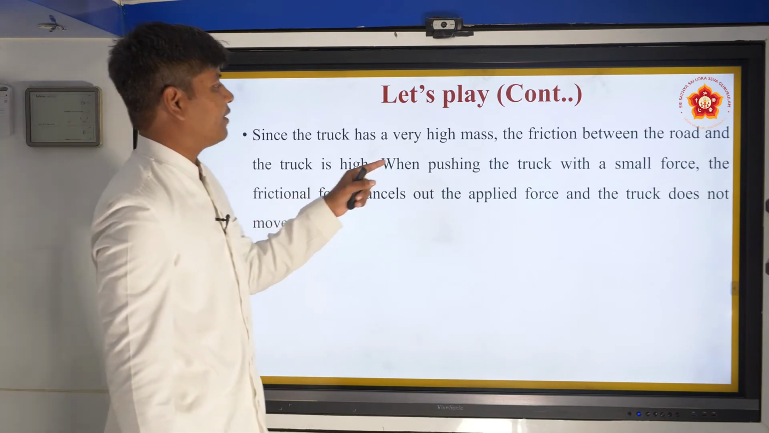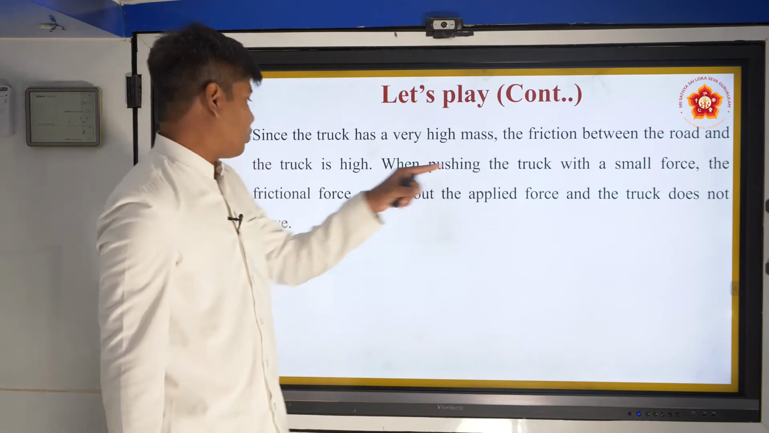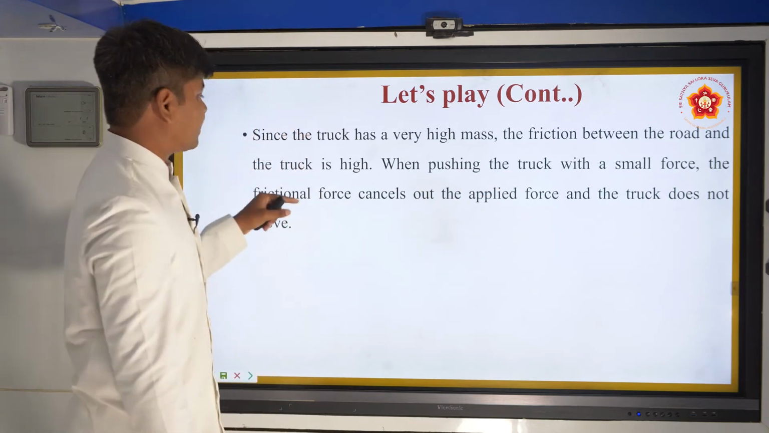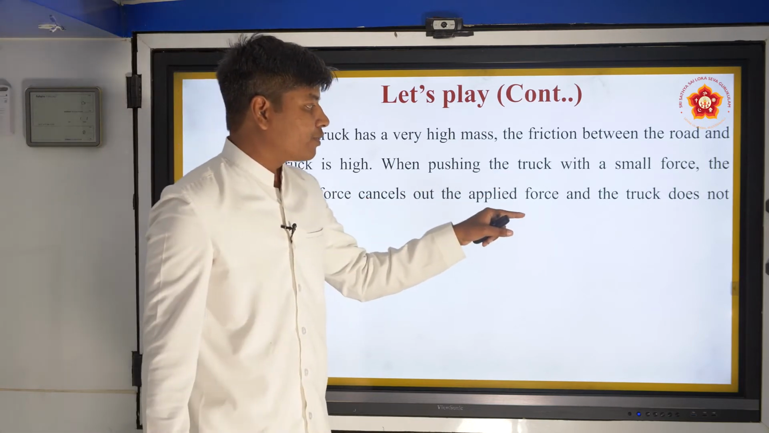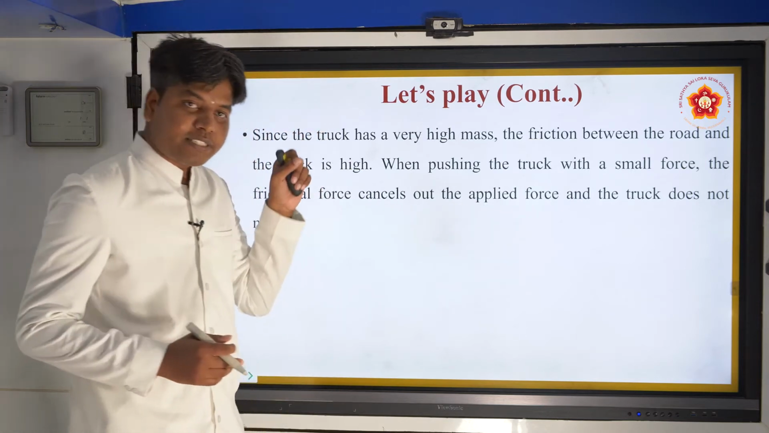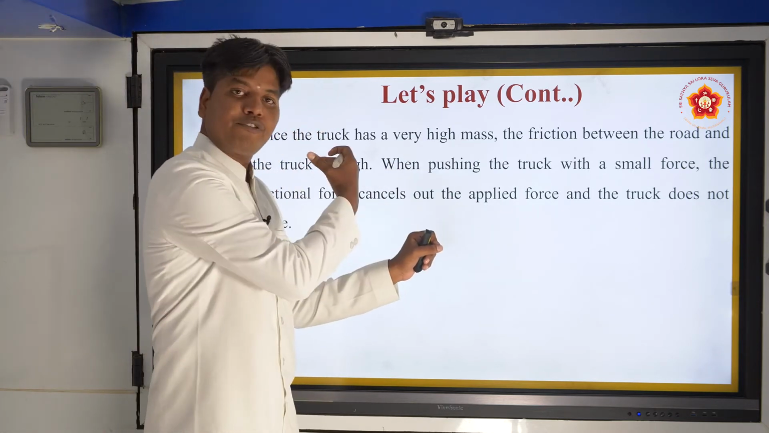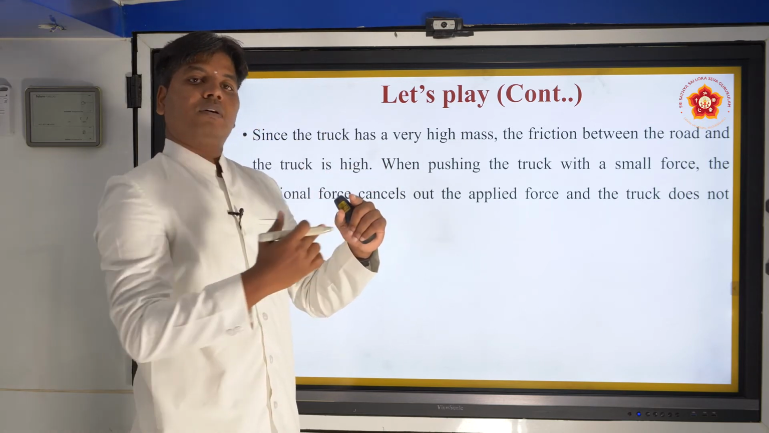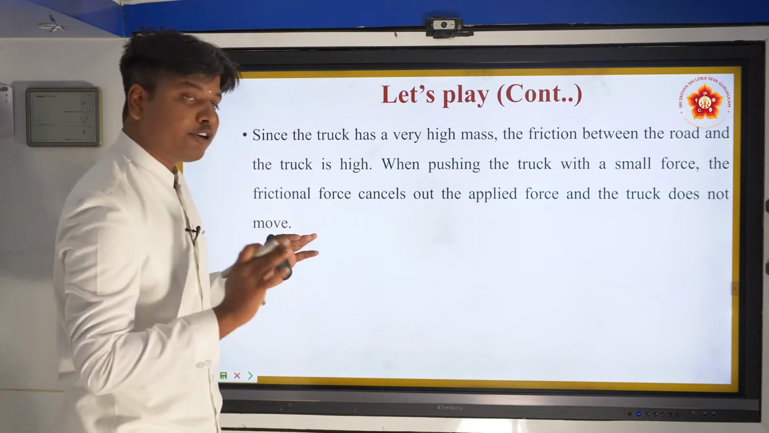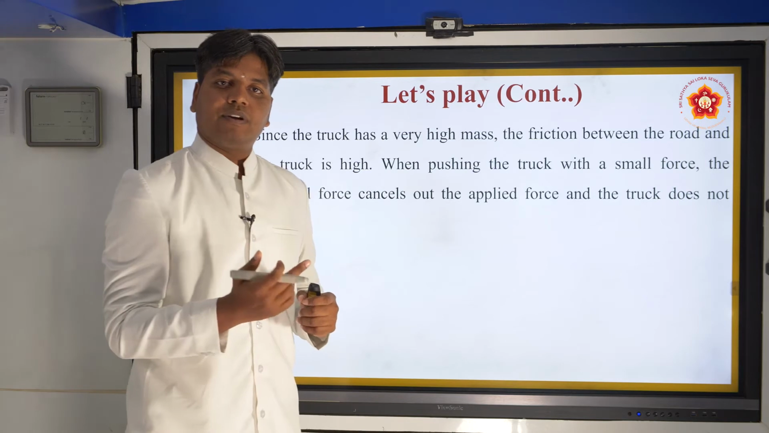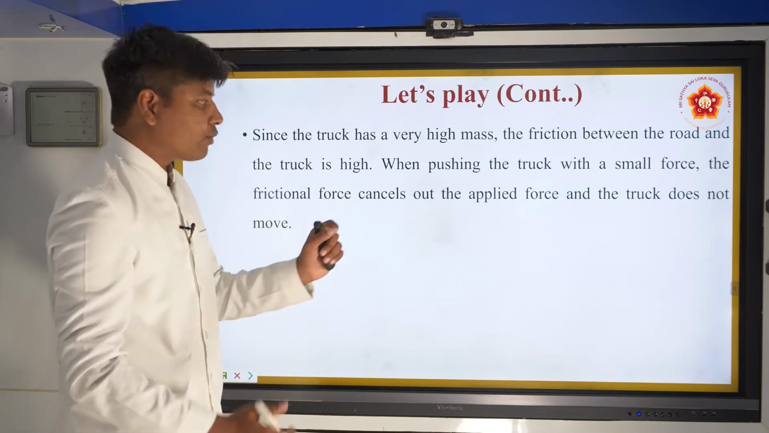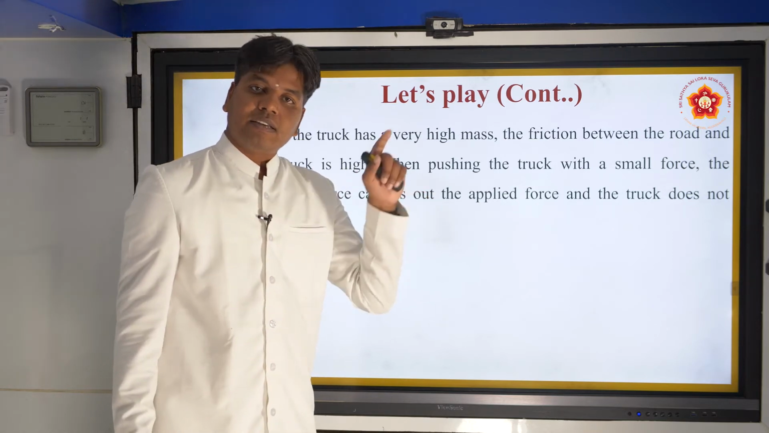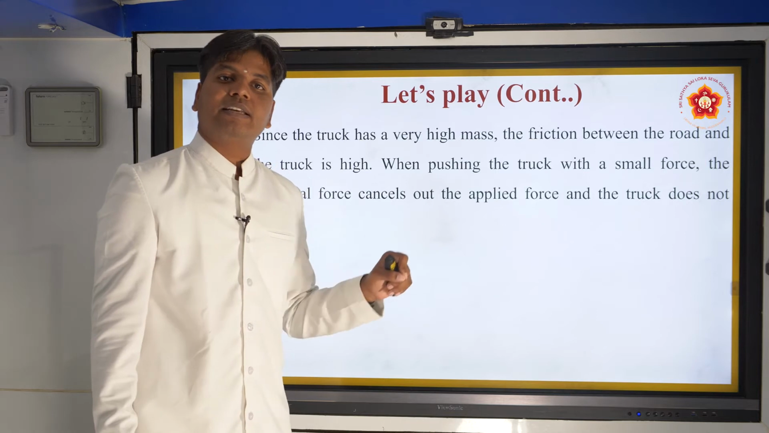Since the truck has a very high mass, the friction between the road and the truck is high. When pushing the truck with a small force, the frictional force cancels out the applied force and the truck does not move, right? The frictional force is cancelling out the applied force which you apply on the truck. When you surpass the frictional force, only then can it move. So it is not the reaction force from the truck that is stopping it. It is the friction that is stopping it.